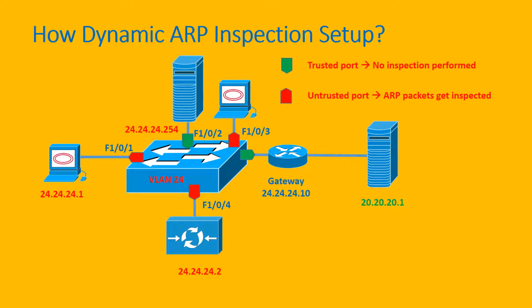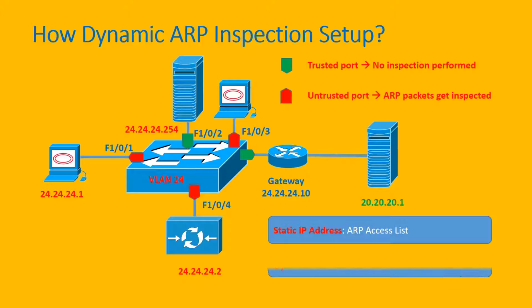Dynamic ARP inspection relies on the ARP access list to verify the ARP packets from computers configured with static IP addresses, and it will rely on the DHCP snooping database to verify the ARP packets for computers configured with dynamic IP addresses.